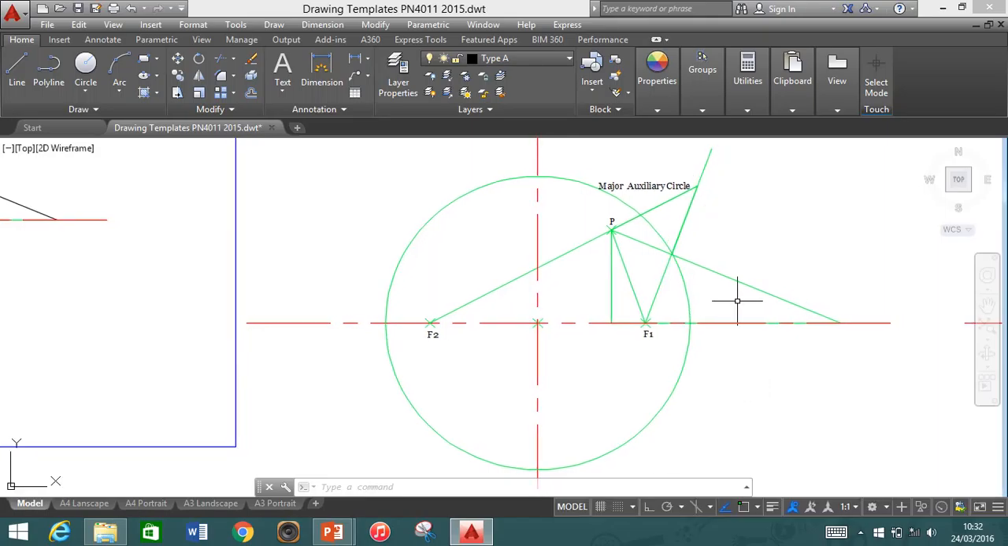From there we were able to find our major auxiliary circle, because we know that from F2 to P and P to F1, the sum of those two lines equals the length of the major axis. So then I found the center between F2 and F1 to find where the major or the minor axis is, and just drew my major auxiliary circle.